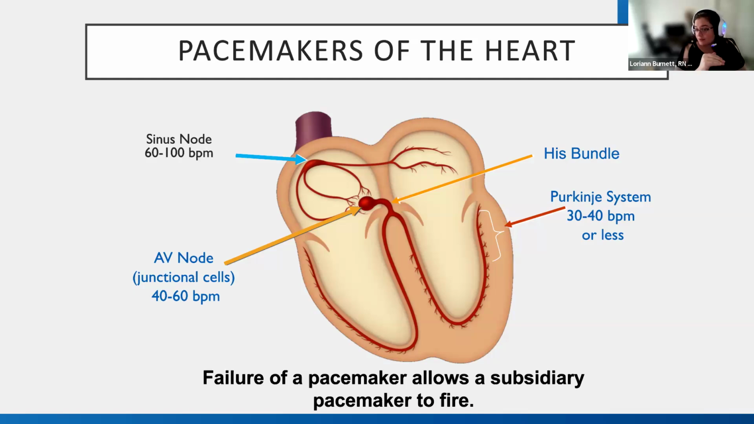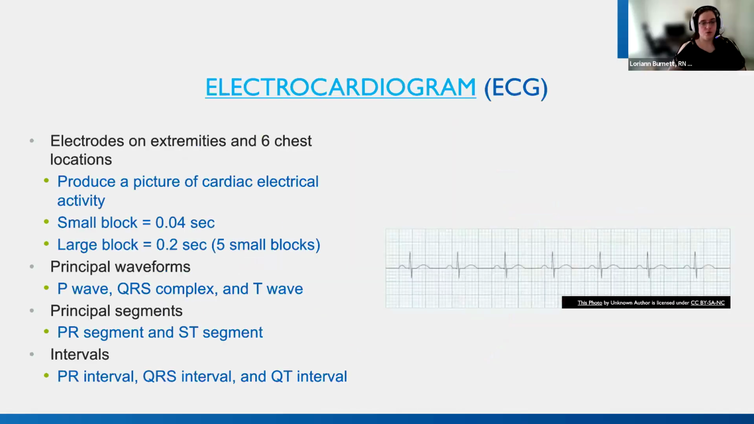But we have three backup systems your body does have. If for whatever reason the SA node doesn't work, AV node takes over. If the AV node doesn't work, we've got our Purkinje system. Again, we're going to step in if the AV node doesn't work, because we do not like the Purkinje system to be in charge. They're a little slower than what we'd like. But again, we have the different resting heart rates.